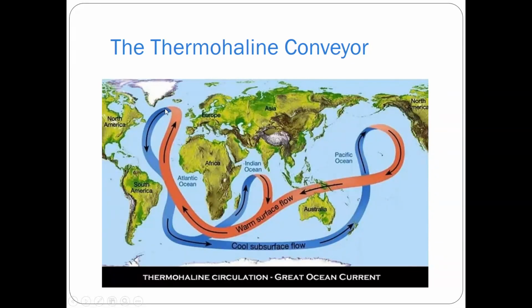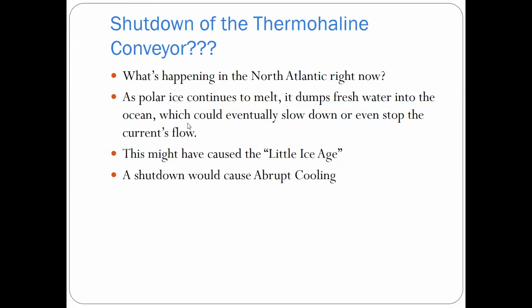Well, in order for this water to sink, it has to be very salty. If it's not very salty, it can't sink. Well, as Greenland is melting, it's actually increasing the fresh water being dumped right into that part of the Atlantic. That's decreasing the salinity of the water, making it less salty, therefore it can't sink. If it can't sink, that shuts down this entire portion of the current. And if it shuts down this entire portion of the current, that could potentially lead to a much colder Europe. So, if the thermohaline conveyor were to shut down, it would cause abrupt cooling.